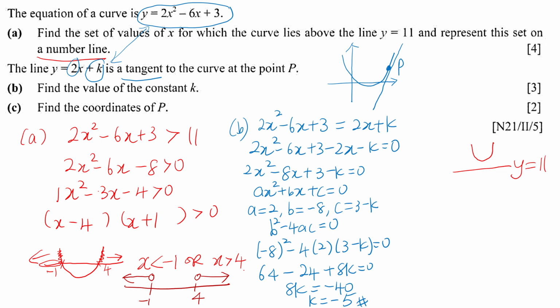All right, let's go on to do part C. Part C asks us to find the coordinates of P. We already found k to be -5. So in other words, to find the coordinates of P, you just have to solve these two equations simultaneously, right? So 2x squared minus 6x plus 3 is equal to our 2x plus k. But k is negative 5, so it's 2x minus 5.